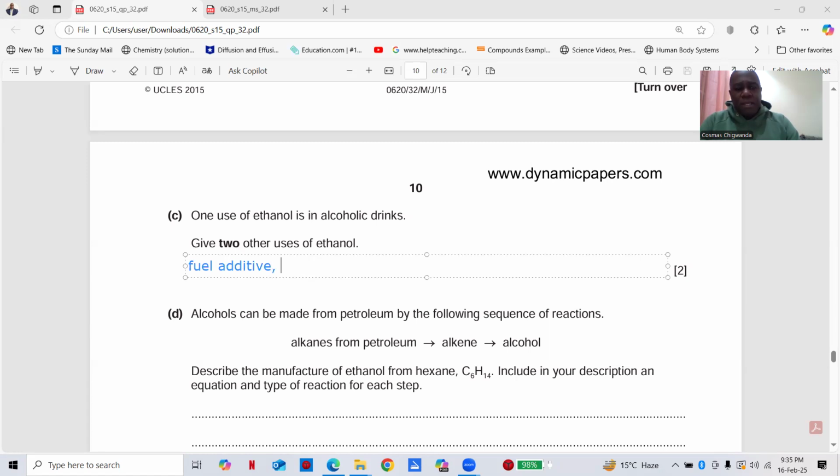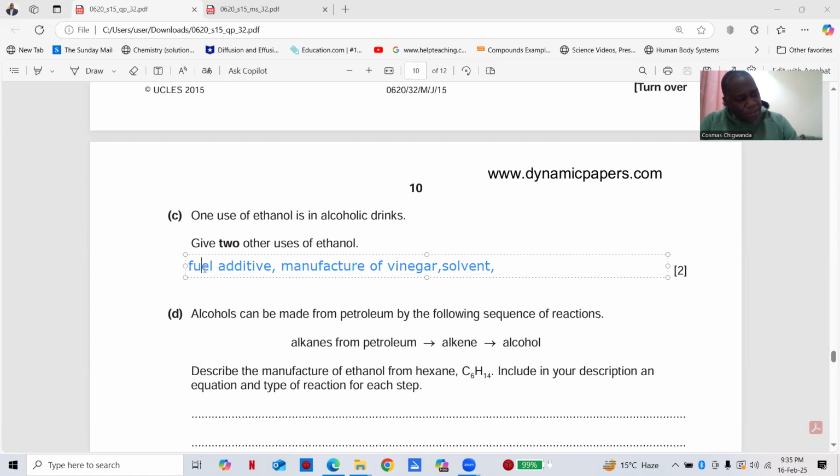It can also be used in the manufacture of vinegar. When we oxidize ethanol, it becomes ethanoic acid. So ethanoic acid is vinegar. What we put in our fries, that is vinegar. It can be manufactured from ethanol. All right. It can also be used as a solvent. Ethanol can also be used as a solvent.